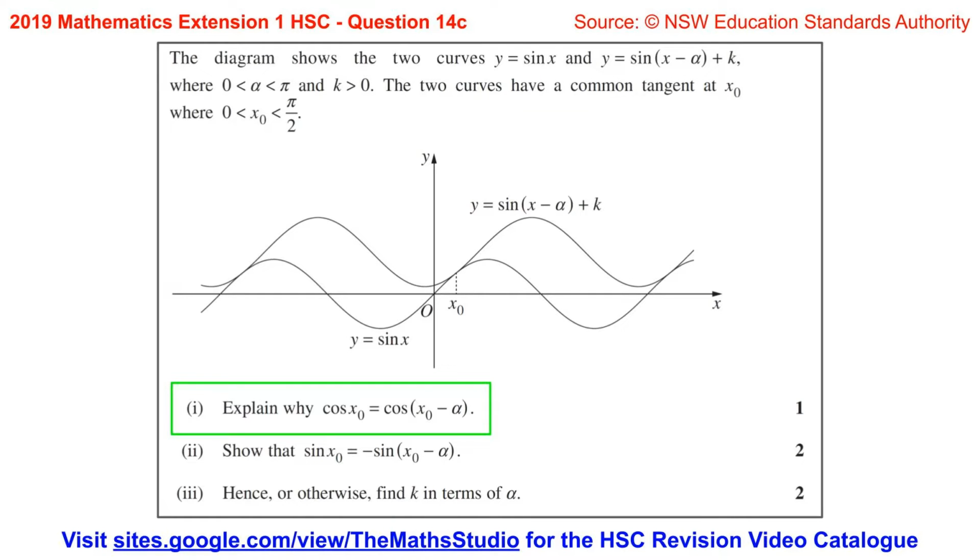Question 14c. The diagram shows the two curves y equals sin x and y equals sin(x minus alpha) plus k, where alpha is greater than 0 and less than pi, and k is greater than 0. The two curves have a common tangent at x0, where x0 is greater than 0 and less than pi over 2. Part 1. Explain why cos x0 is equal to cos(x0 minus alpha).